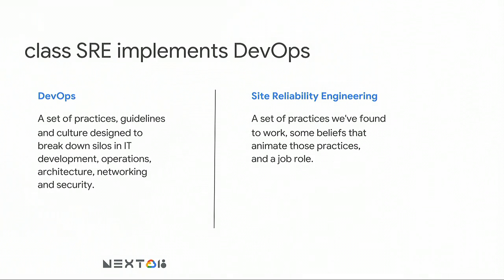So if we think of DevOps as an interface, then SRE implements DevOps, like a class. DevOps is really a cultural practice that breaks down the silos between not just the operations and engineering teams, but your network teams, your security teams, architecture teams. And site reliability engineering is a set of those practices we've found to work, and a job role.